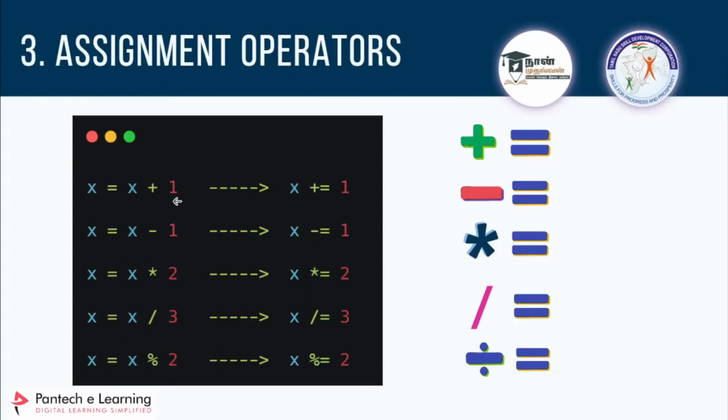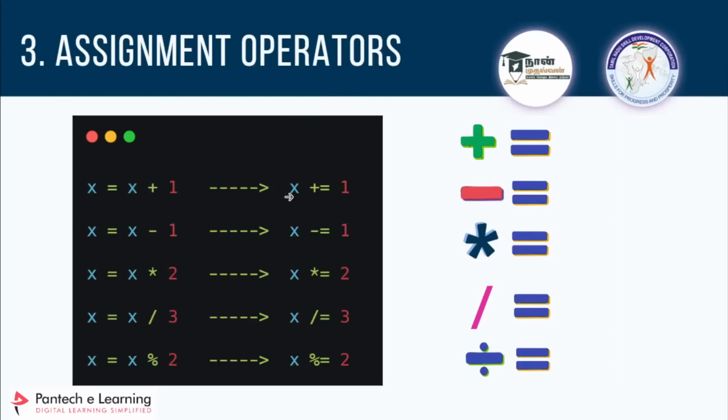x equal to x plus 1 means, for example, if you have x equal to 3, I am adding 1 and storing it in x again. So the value of x will be 4. Instead of writing it like this, you can give x plus equal to 1, which means x is equal to x plus 1. It is like a short form. All these things on the left side are equal to the right side. These are short notations, known as assignment operators.